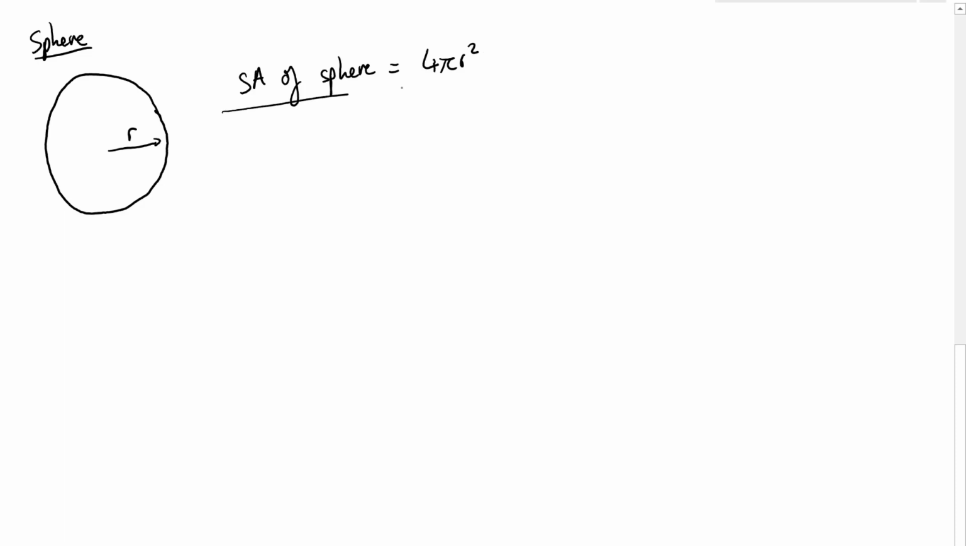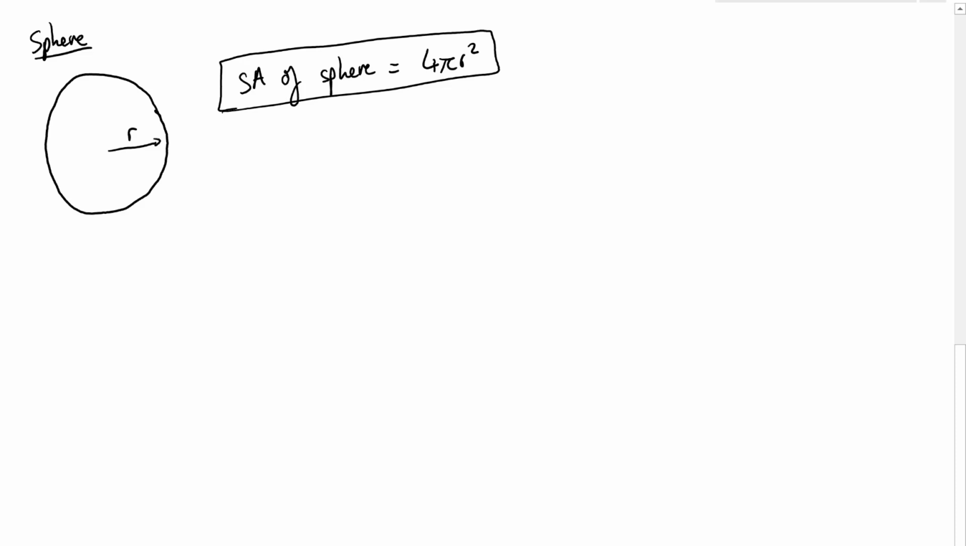Deriving this formula is going to take a lot more maths knowledge than what we've had before, so I'm just going to quote the answer to you. Let's say I have a sphere like this, assume it's 3-dimensional, and it has a radius r. Now the surface area of a sphere is given by 4 pi times r squared. This is the formula for your surface area of a sphere.